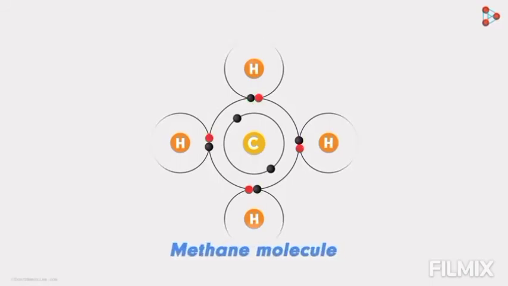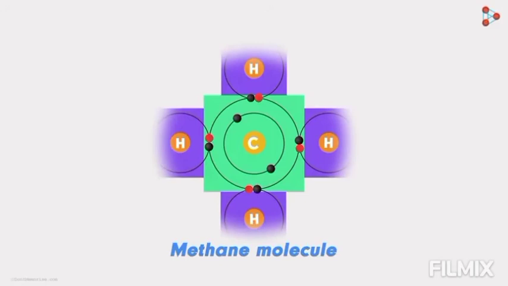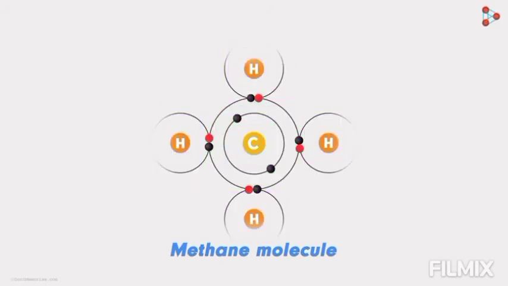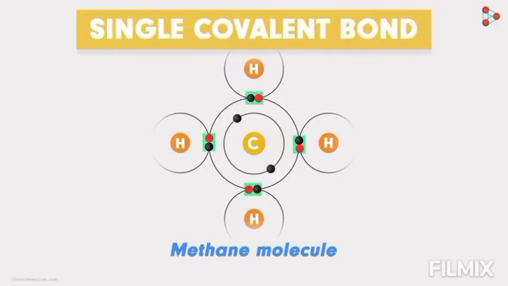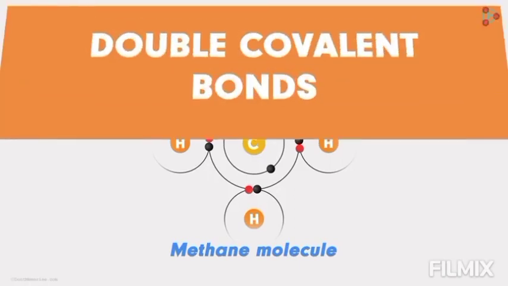So, this is the formation of a methane molecule, that is CH4. That means one carbon atom can combine with 4 hydrogen atoms. This is the formation of methane, CH4, a molecule held by single covalent bonds. Here the formation is by single covalent bond, because only one pair of electrons is shared between carbon and one hydrogen.